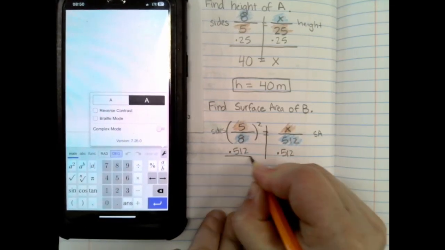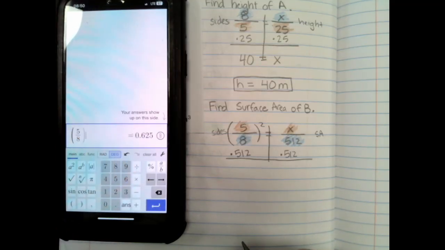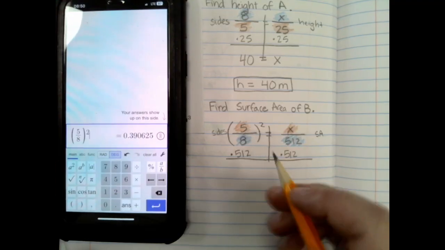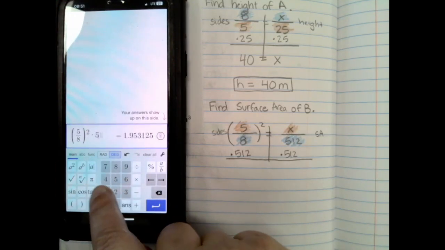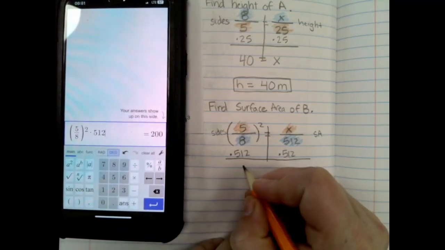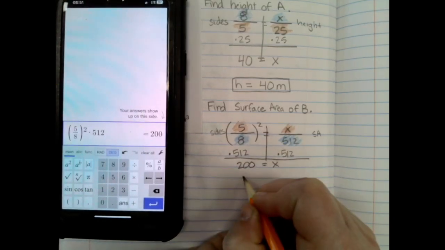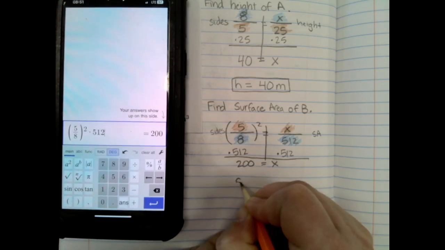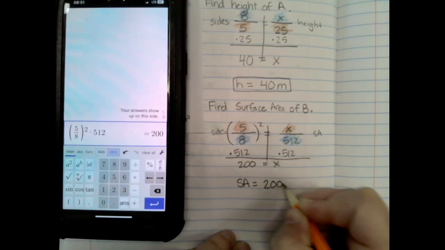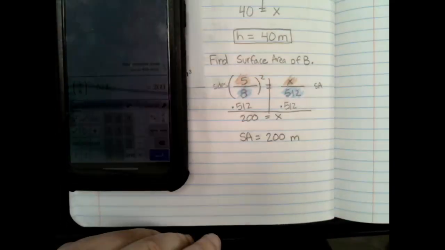So in my calculator, I'm putting in that whole thing. Parentheses, 5 over 8, parentheses squared, times 512. Okay, and we get 200. So for surface area, we're going to say surface area equals 200. Is it going to be meters, square meters, or cubic meters? Square meters.